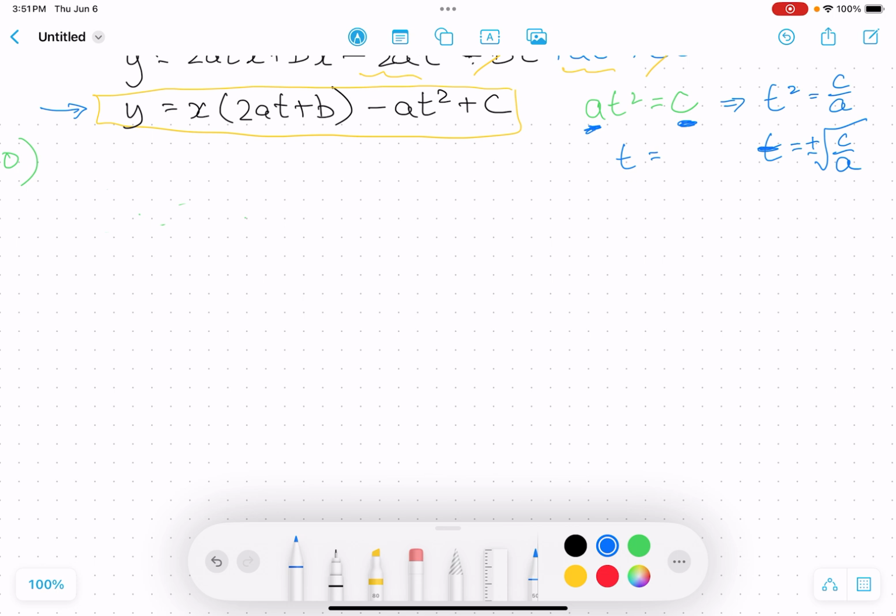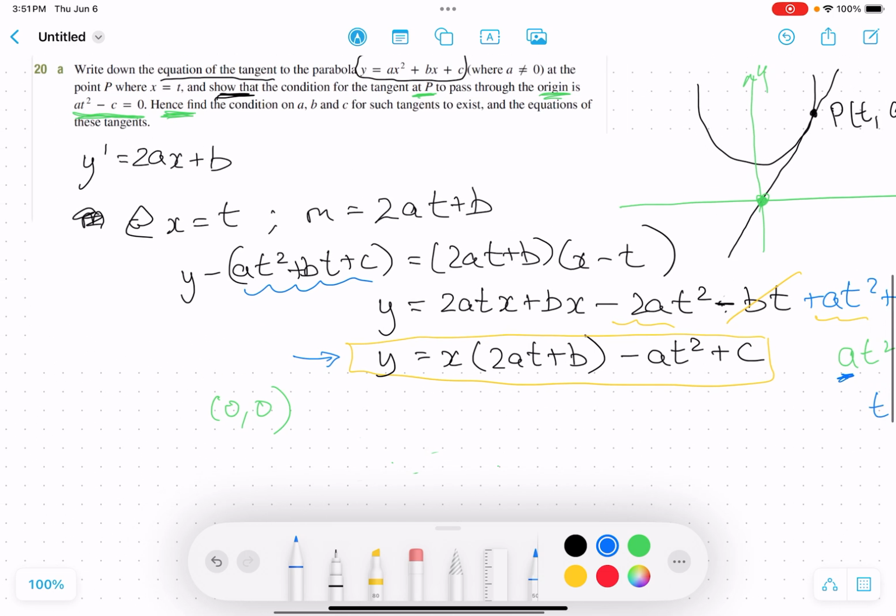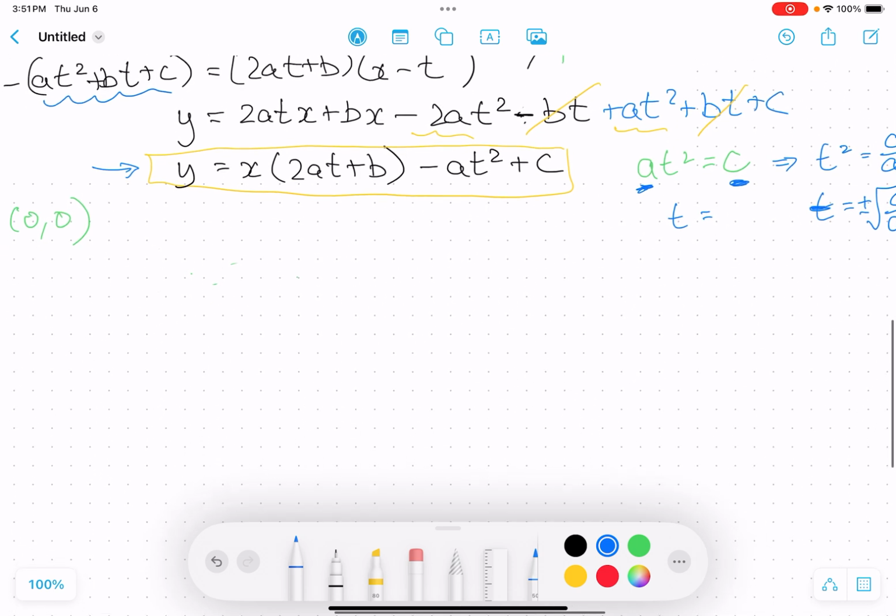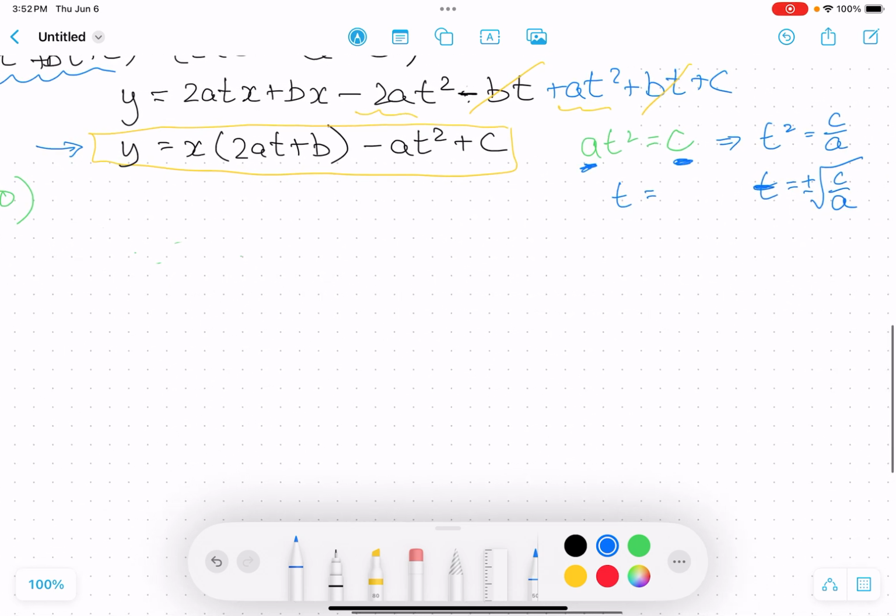You can see these equations have t in them, and we don't want the t in them. That's really what this question is saying: get rid of t. Hence, find the condition on a, b, c for the tangent to exist and the equations of these tangents. So we found the condition. What's the equation of these tangents?